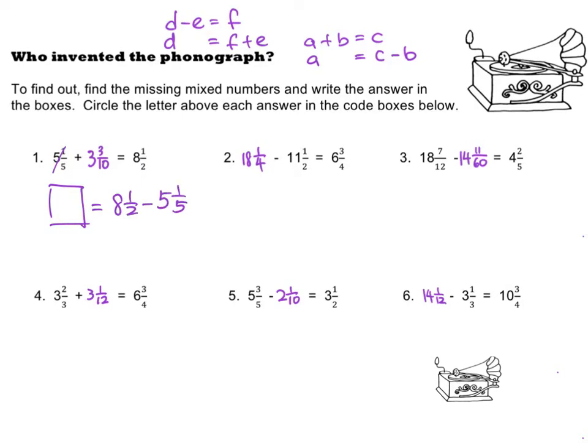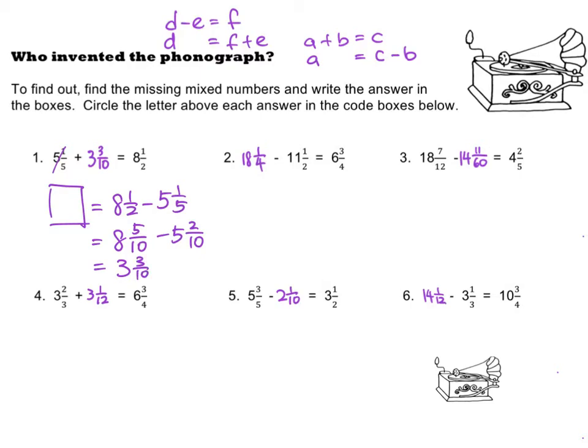Okay, now subtracting with different denominators, I need to find a common denominator. So this one will be 8 and 5 out of 10 minus 5 and 2 out of 10. So you will get your 3 whole, 8 minus 5 equals 3. Then 5 out of 10 minus 2 out of 10 equals 3 out of 10. Okay, so it's quite easy.